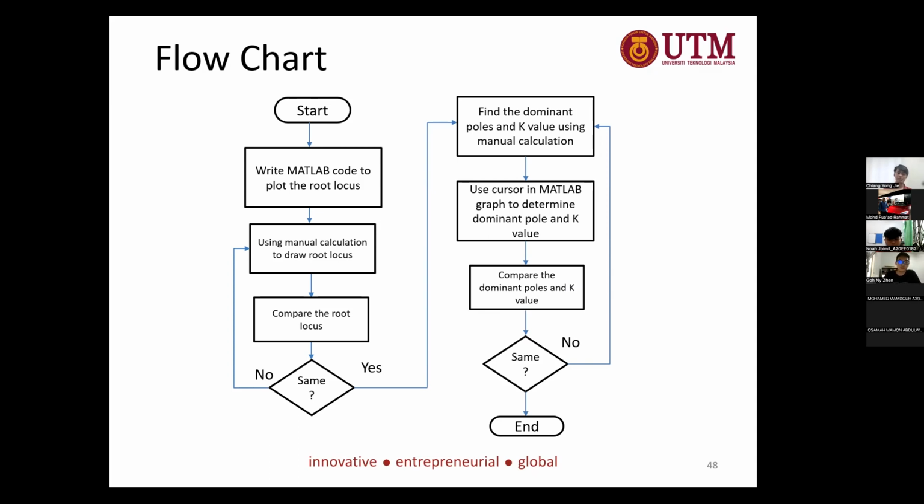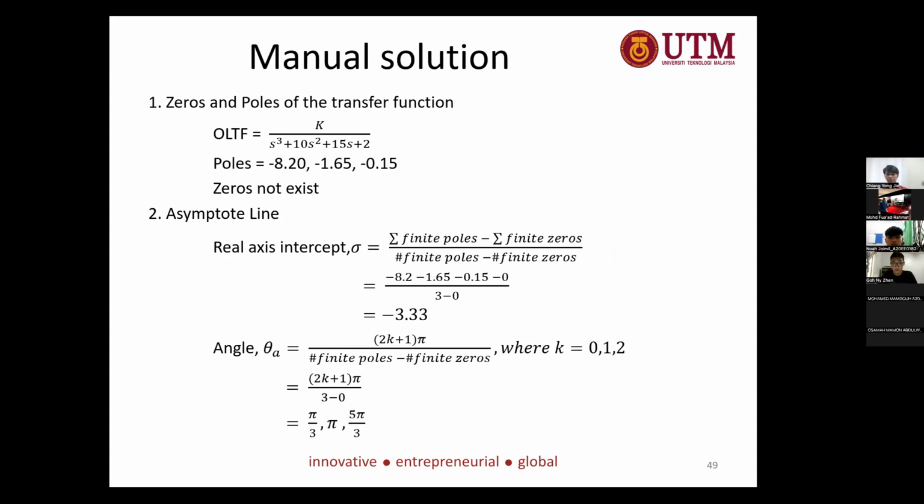So this is the flowchart of this assignment. First, I write the MATLAB code to plot the root locus, then draw the root locus using manual calculation and compare. If they are the same, then proceed to find the dominant poles and value of k using manual calculation, and use the mouse on the MATLAB graph to determine the dominant pole and k value. Then compare the values. If the same, then success. If not, repeat the manual calculation to make sure the answer is the same.